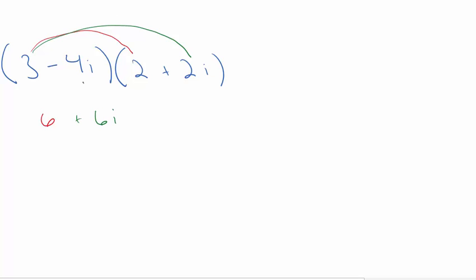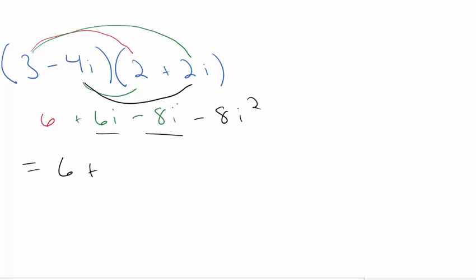And then we have minus 4i times 2, which is minus 8i. And then we have minus 4i times 2i, which is minus 8i squared. And so this could be simplified to 6 plus, well then 6i minus 8i is negative 2i. And then we're left with minus 8i squared.